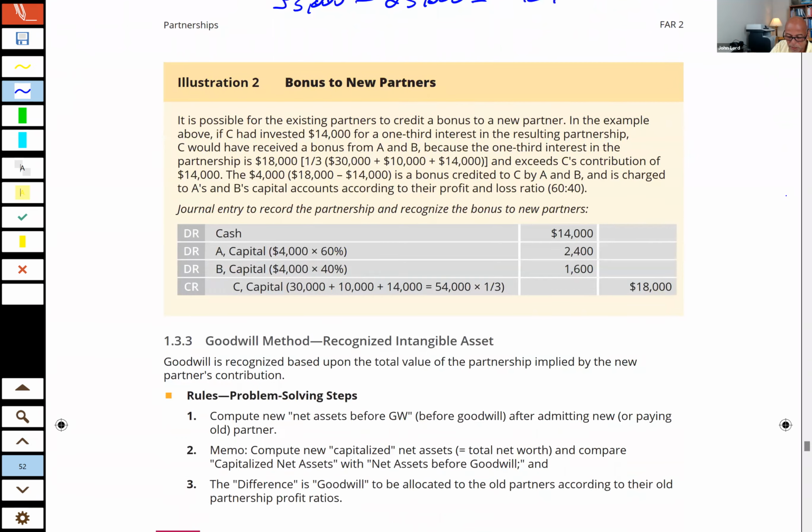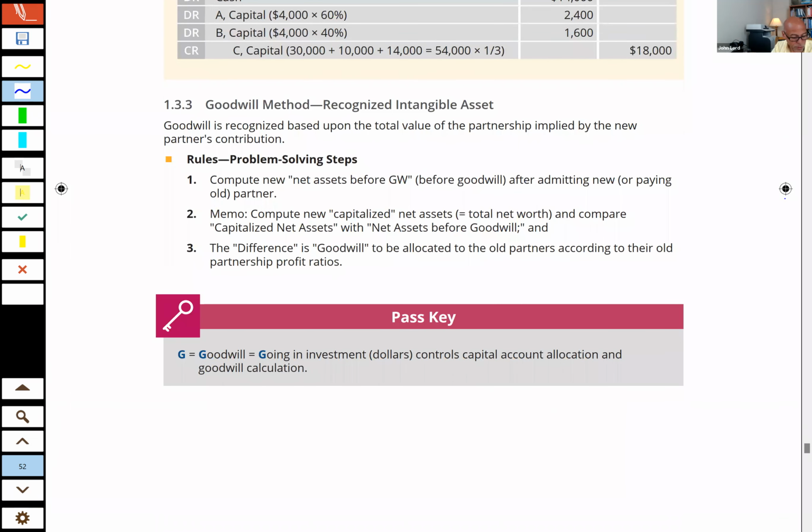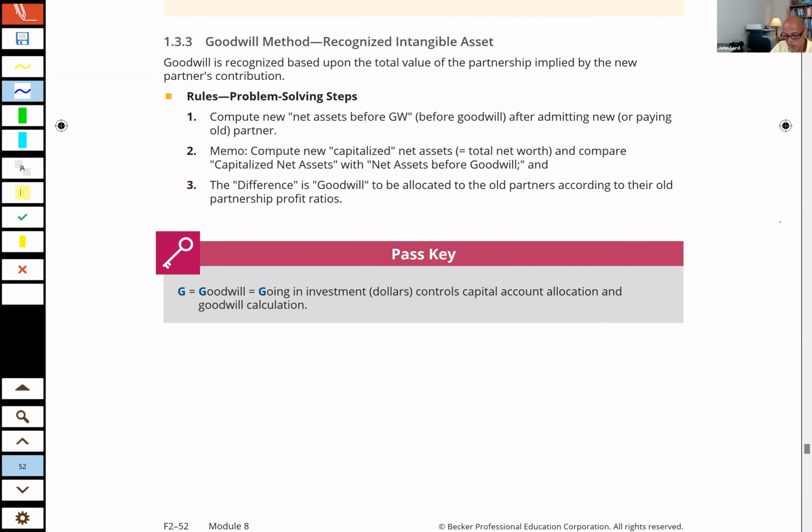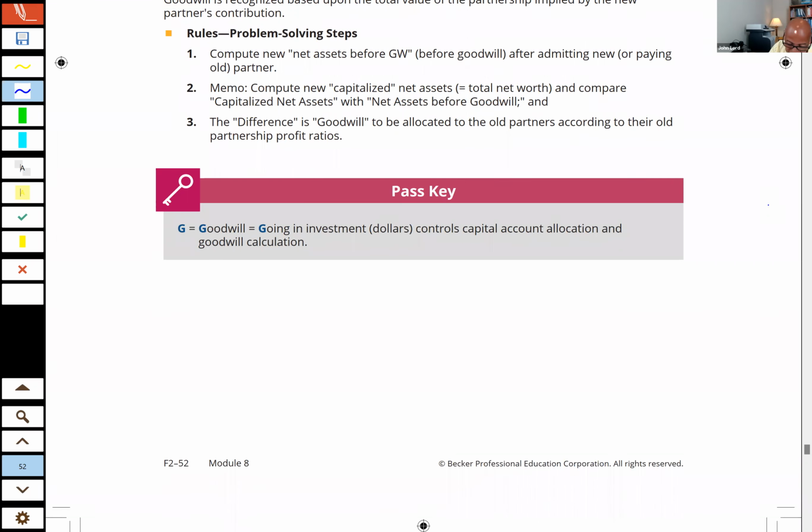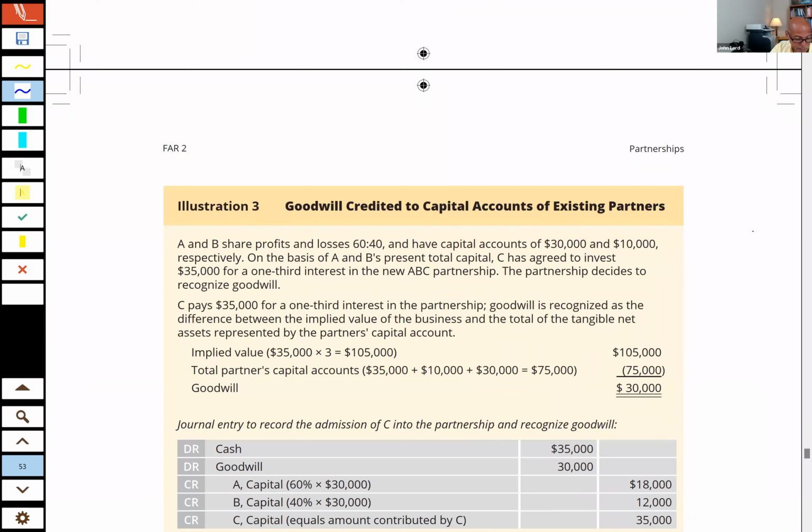Okay, good. Now you come over and they could ask you the goodwill method. To calculate the goodwill, they'd be telling you what the new partner is going to bring in, and they'll say, don't use bonus, or they'll say, use goodwill. You may see back-to-back problems on your exam in multiple choice question format, in which they'll give you the same facts, and they'll simply ask you to use the bonus method for one, the goodwill method for the other. So that's sort of what we did here.